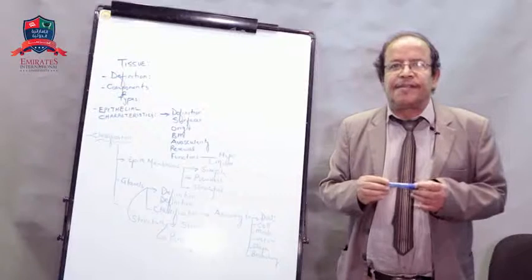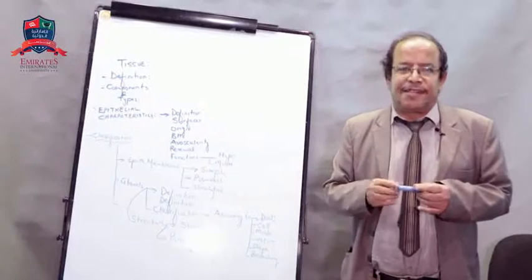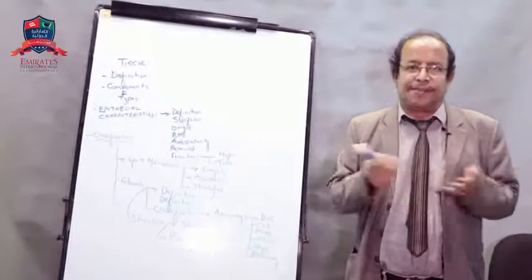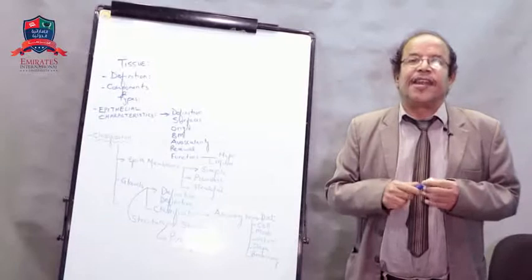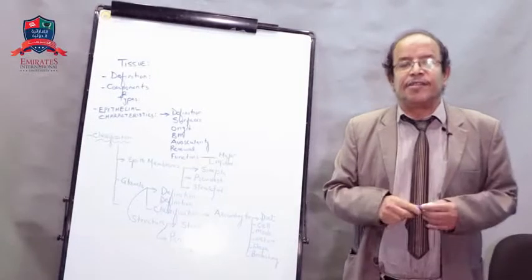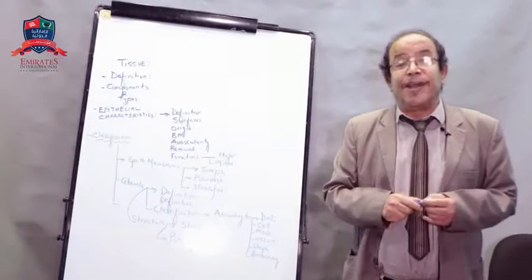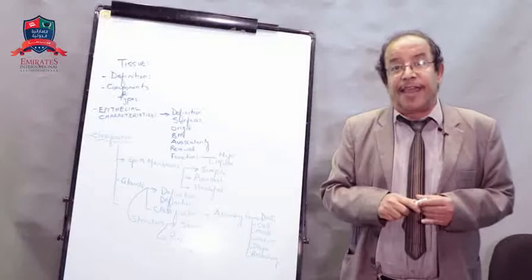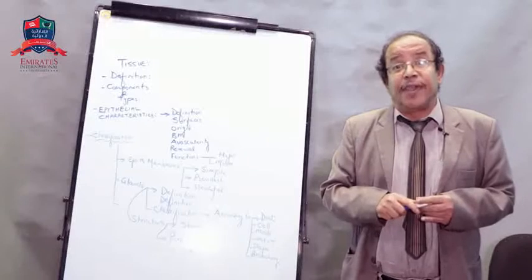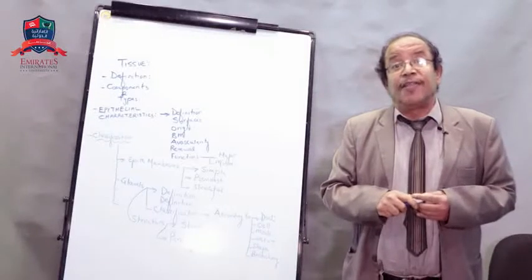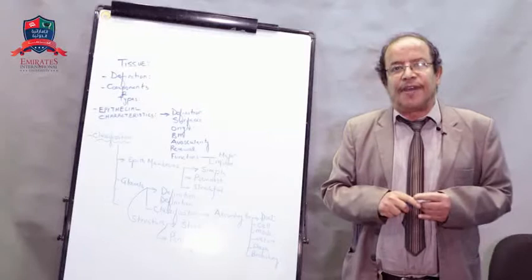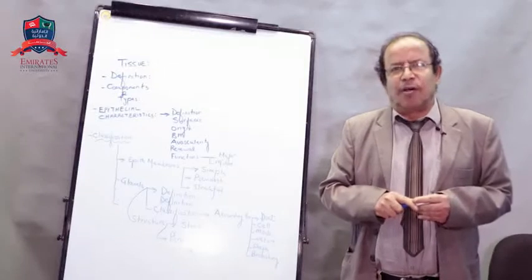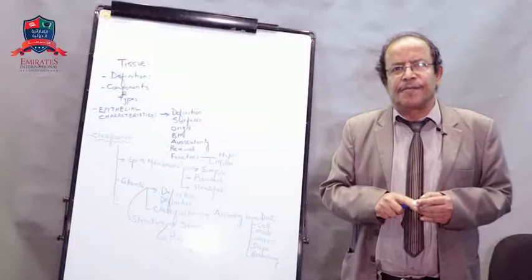Now, the cells, numerically, the cells which are found in your body, they are in trillions. They are in trillions, numerically or quantitatively. And qualitatively, we have more than 200 types of cells.